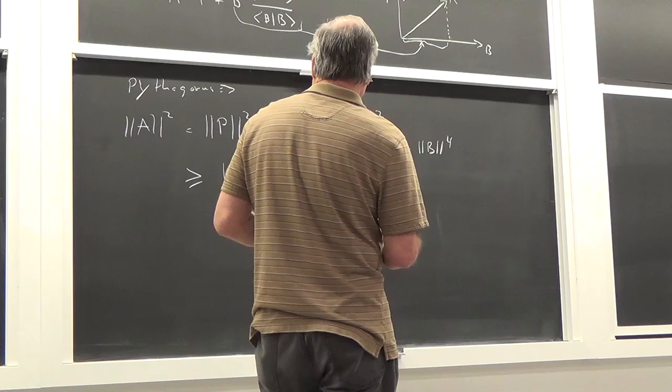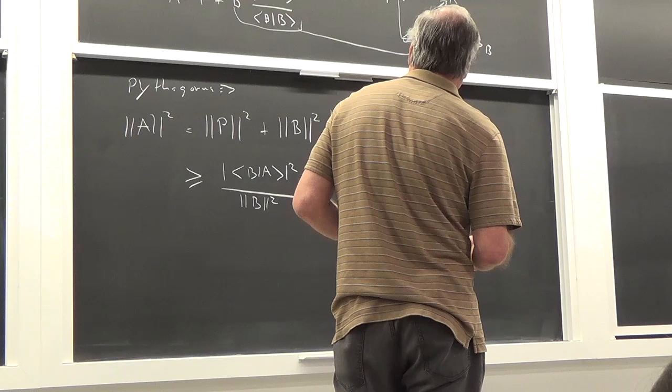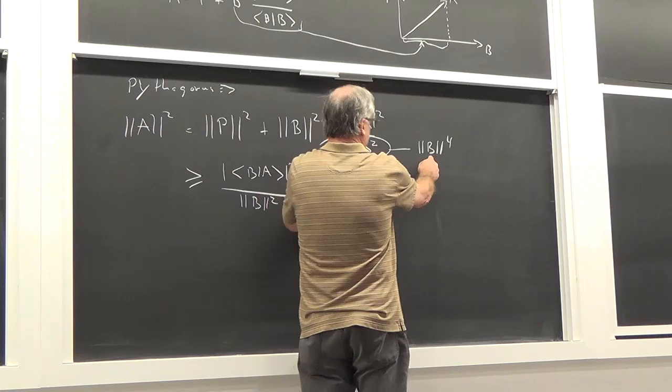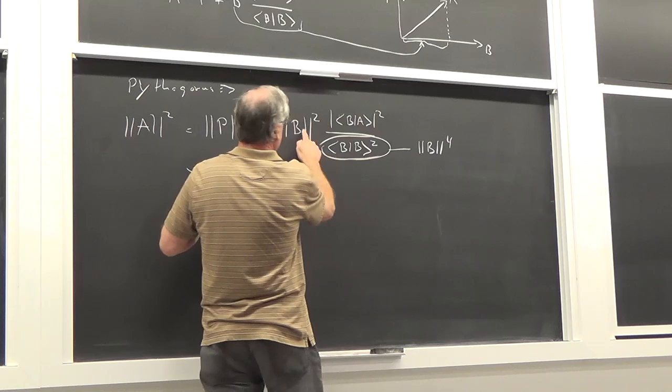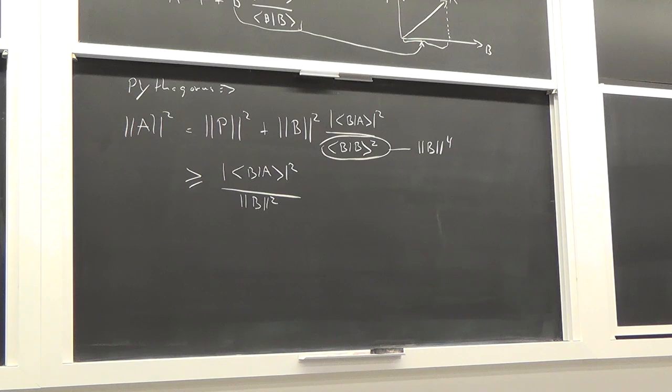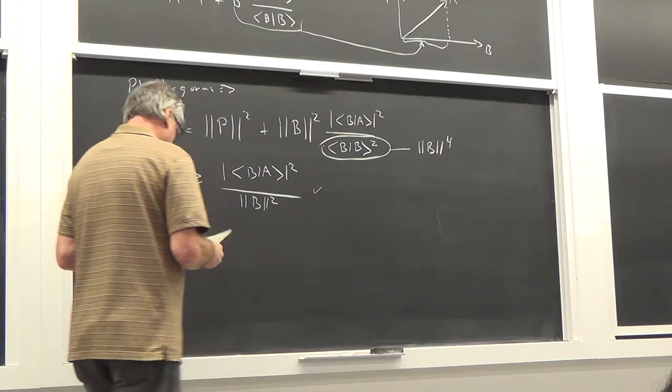Question? I'm sorry. Are you asking whether this is correct? And then I've taken B squared divided by B to the fourth. Yeah. Mm-hmm. Okay. So we've demonstrated the Schwarz inequality. Maybe you didn't need me to do that, but I did.